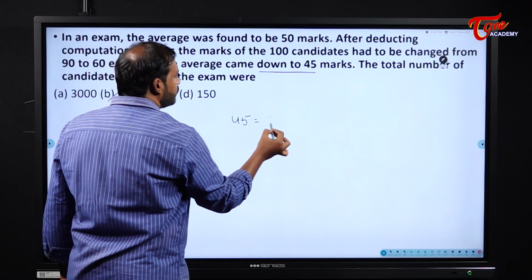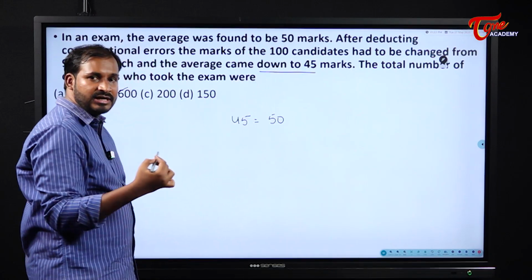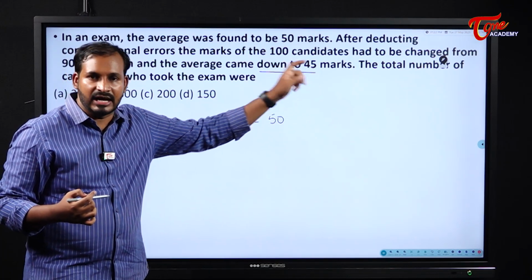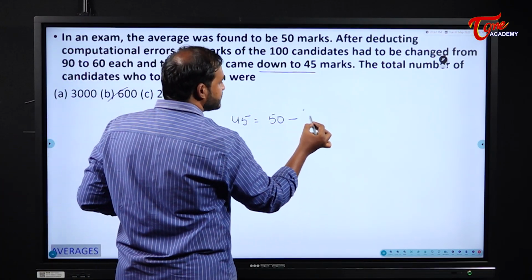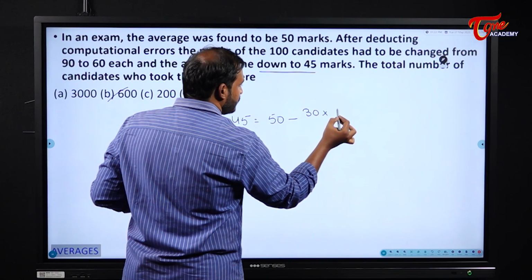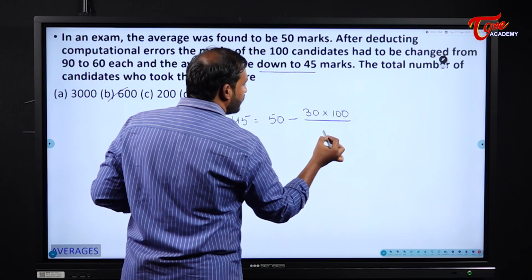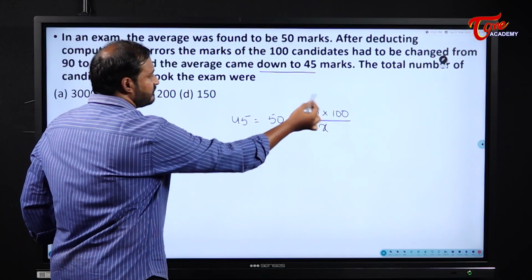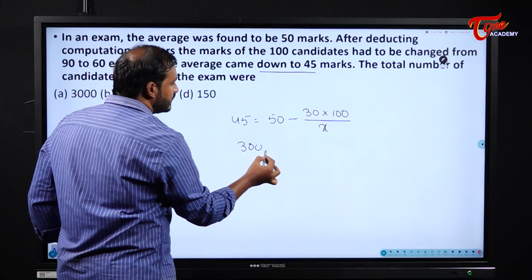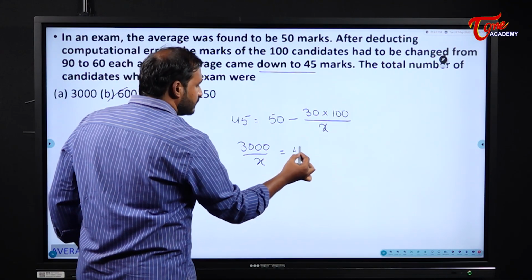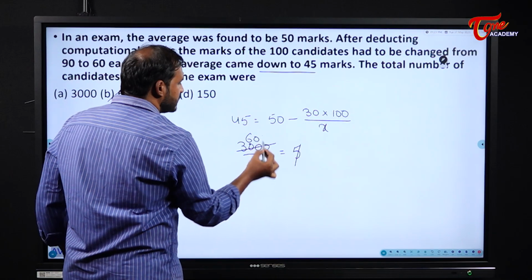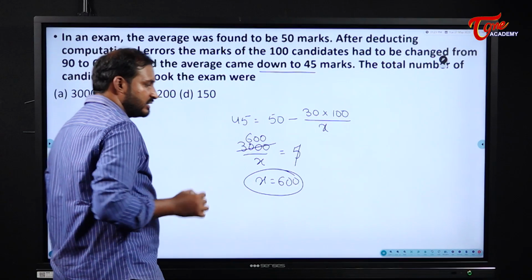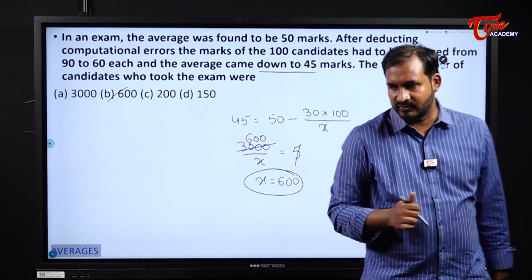45 is equal to 50. Whether it is decreased or increased? Decreased. Decreased by how much? 30 for each student and total how many candidates are there? 100. So total decrease is minus 30 into 100 by, we don't know how many are there, x. That is the thing which we need to find here. If I send this value to this side, it will become 3000 by x is equal to 5. So 5 ones are 5, 600s are. So x value will become what here? 600. So total 600 students are there here. In our last video, we have solved the same question, students.